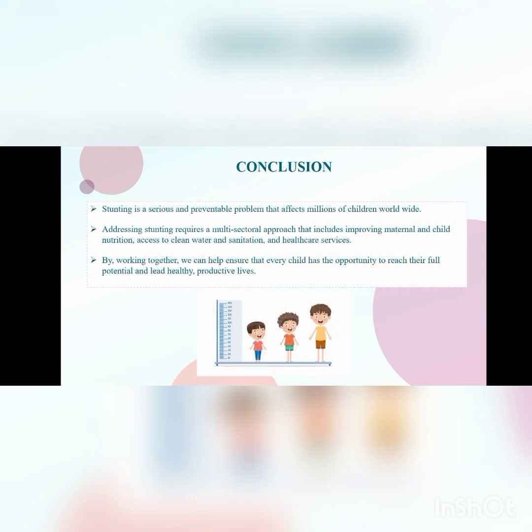Conclusion. Stunting is a serious and preventable problem that affects millions of children worldwide. Addressing stunting requires a multi-sector approach that includes improving maternal and child nutrition, access to clean water and sanitation, and healthcare services. By working together, we can help ensure that every child has the opportunity to reach their full potential and lead healthy and productive lives.